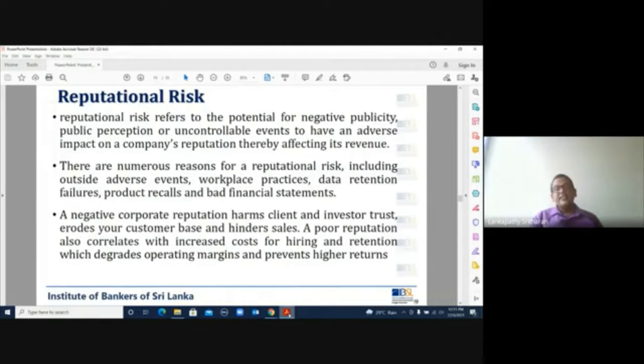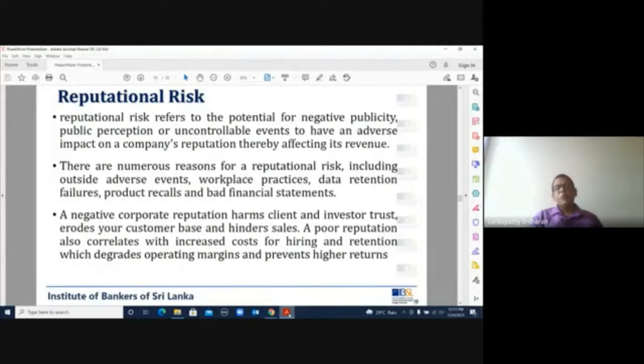There are numerous reasons for reputation risk, including outside adverse events, workplace practices, data retention failures, product recalls, or bad financial statements. These all will create a reputation risk. Sometimes, not in Sri Lanka, of course, but in some foreign countries, car companies recall their product because of some defect in the cars. So that may create a reputation risk.